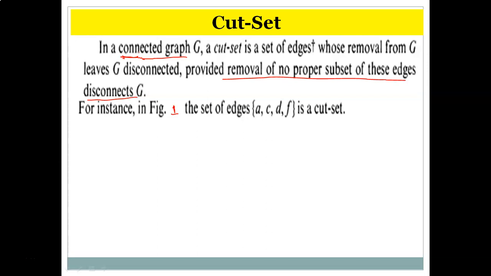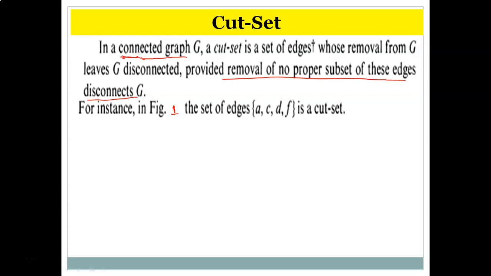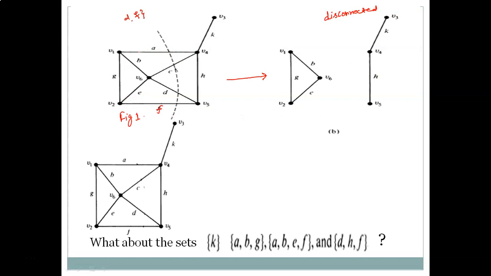Provided removal of no proper subset of these edges disconnects G. So here in the graph given in figure 1, I have explained that the set of edges A, C, D, F is a cut set. Obviously, you have seen that when we are removing the edges A, C, D, F, we are getting a disconnected graph. Now coming to the second fact, provided removal of no proper subset of these edges disconnects G. So I have obtained here A, C, D, F.